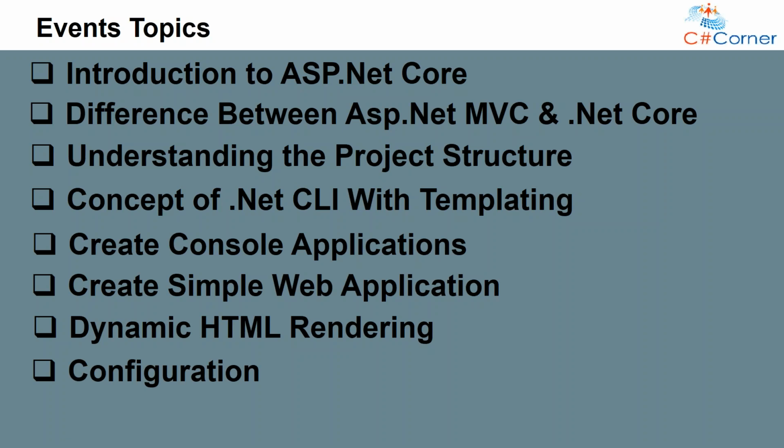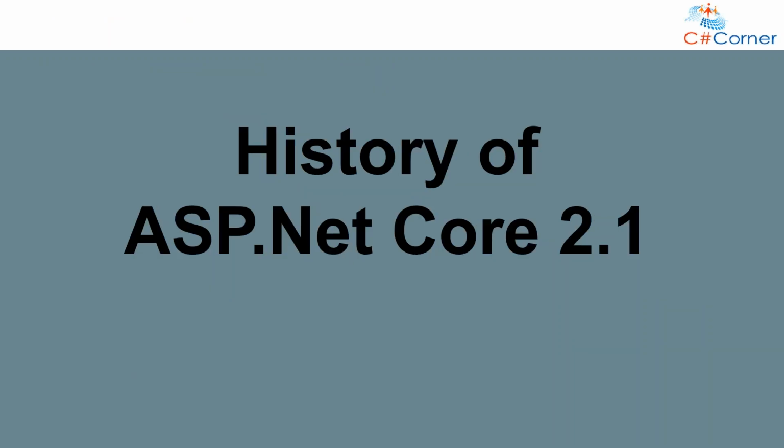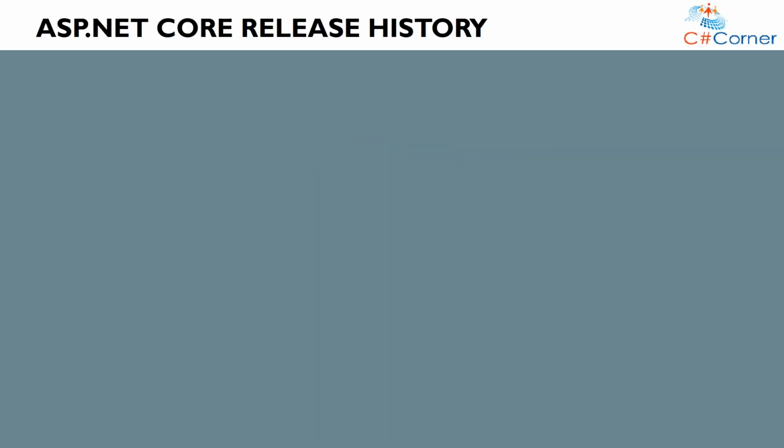And then you'll also see how we can configure or read the configuration file in .NET Core. And at last, there is a Q&A session. So this is the first section in our webinar, the history of ASP.NET Core. The current version of ASP.NET Core is 2.1.